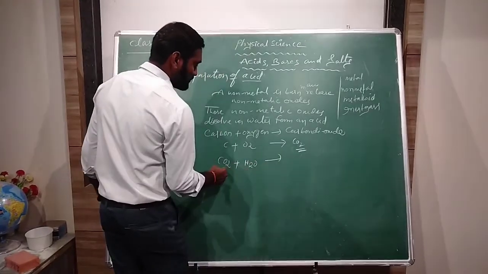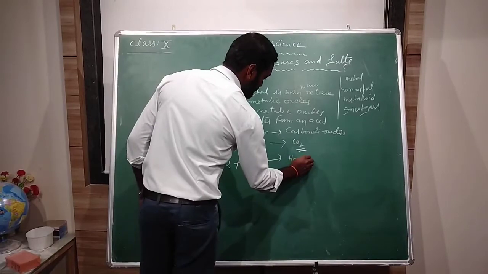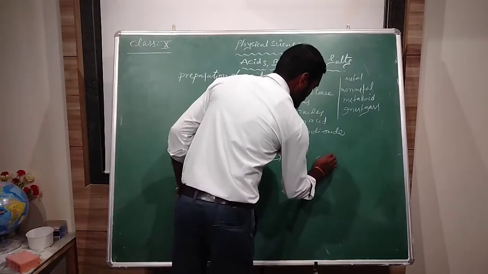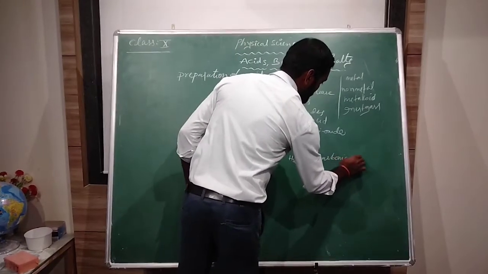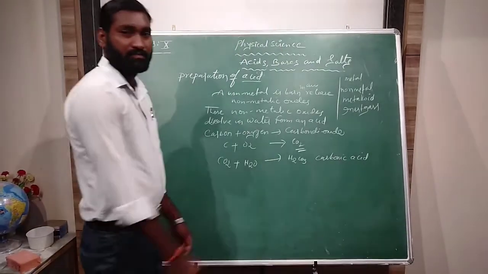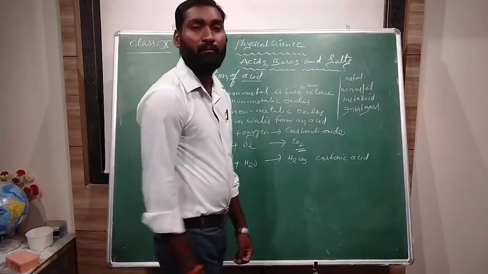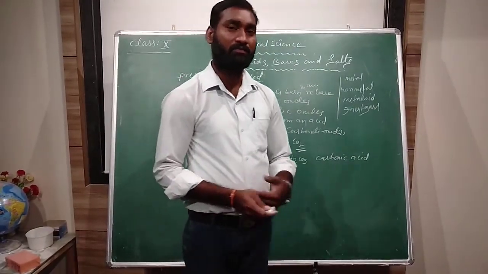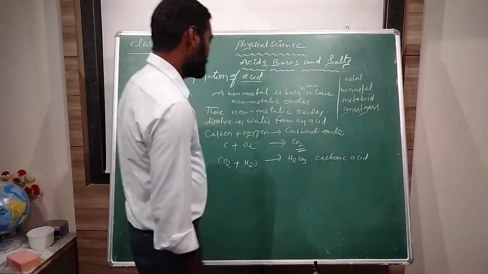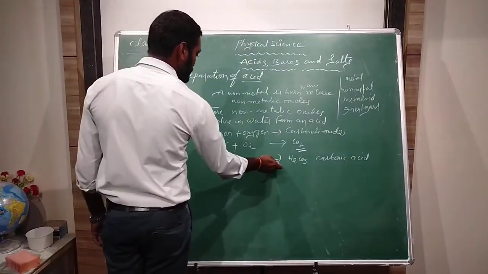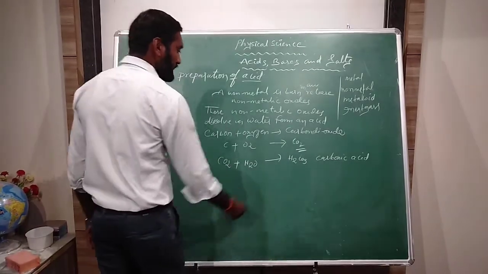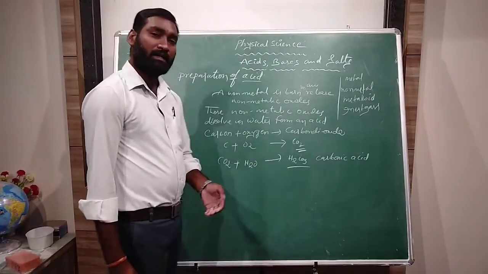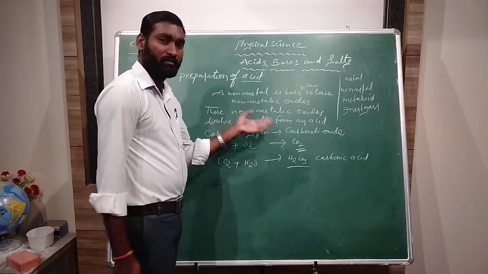They form H2CO3, called carbonic acid. Where do we use carbonic acid? Carbonic acid is used in making soft drinks, soda and cool drinks. CO2 plus H2O gives H2CO3, carbonic acid. It is an acid. Like that you can make acids, using any type of non-metal.